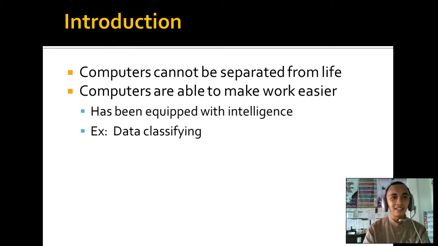So the introduction is, computers now cannot be separate from life. Computers are able to make work easier because it has been equipped with intelligence. For example, in the study is that for data classifying.